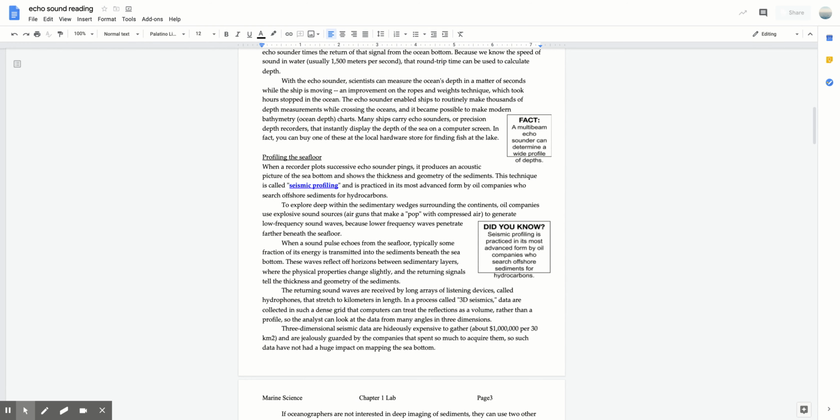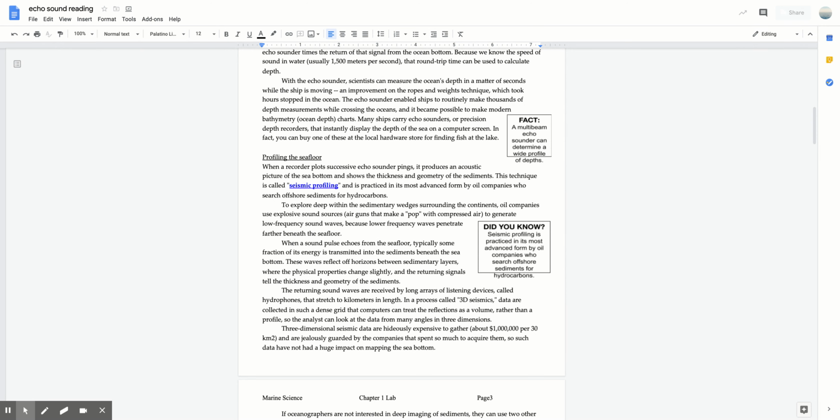To explore deep within the sedimentary wedges surrounding the continents, oil companies use explosive sound waves, air guns that make a pop sound with compressed air, to generate low-frequency sound waves, because lower frequency waves penetrate further beneath the sea floor. When a sound pulse echoes from the sea floor, typically some fraction of the energy is transmitted into the sediments beneath the sea bottom. These waves reflect off horizons between sedimentary layers, where physical properties change slightly, and returning signals tell the thickness and geometry of the sediments.